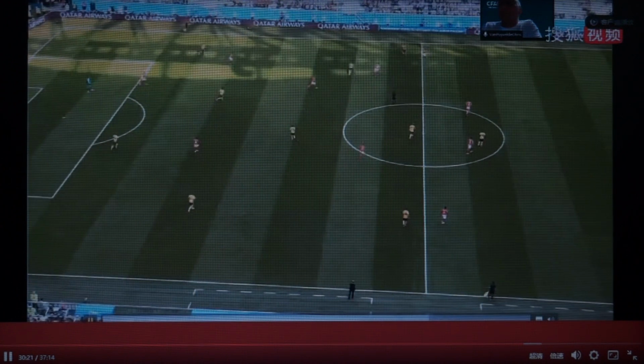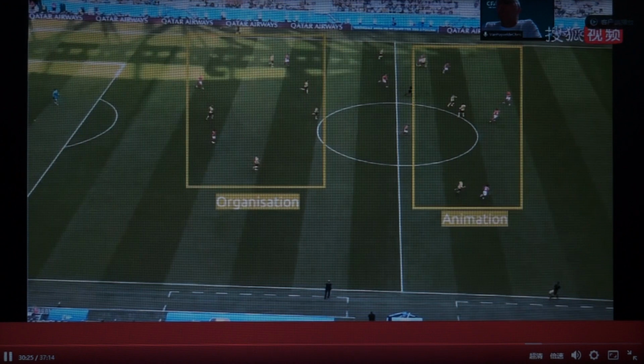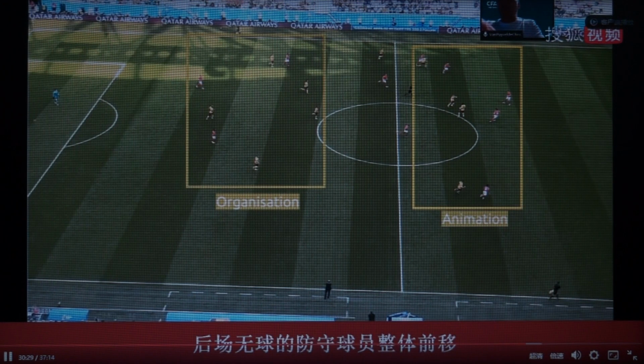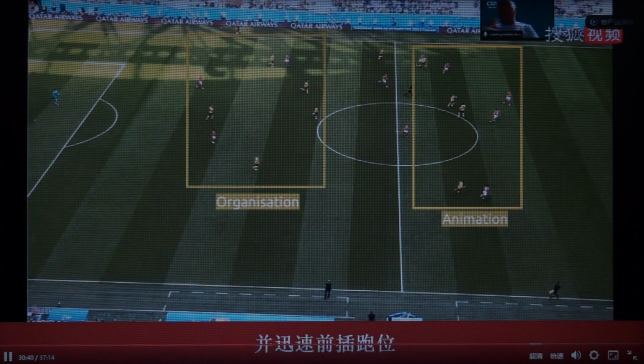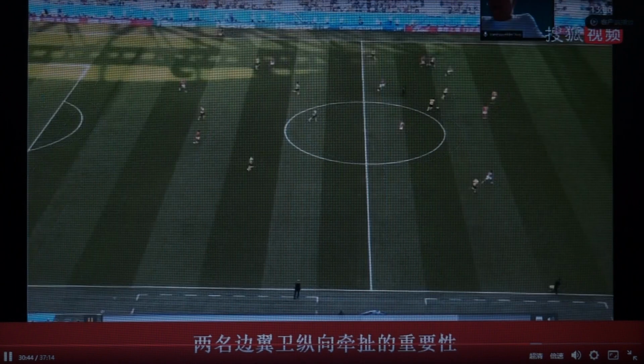Look now to De Bruyne. He is there. And what do you see? Now the ball is in front. The organization behind this directly move the block, and the animation is around the ball. De Bruyne leaves the ball for Lukaku, and we have an opposite move. And here you see the importance of verticality.